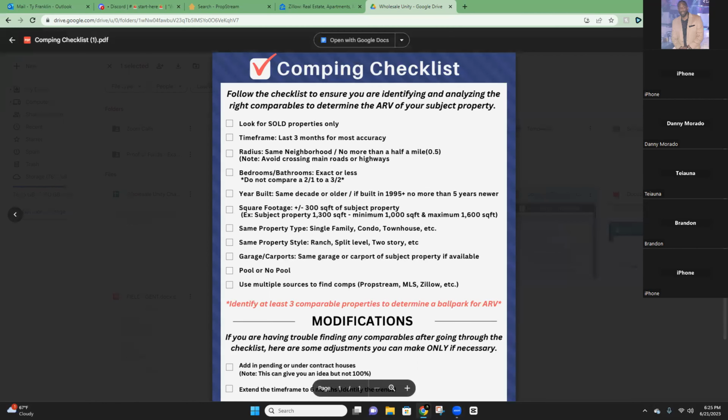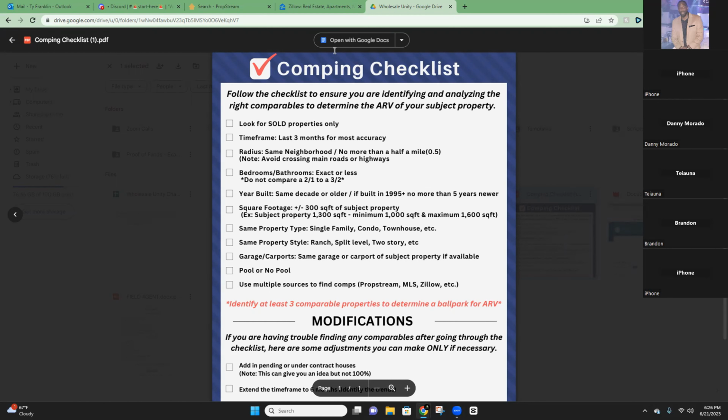Question. Yep. What you got? So I'm looking at this little list: property styles, ranch, split level, and 2-story. What's the difference between all these three? Especially split level and 2-story.